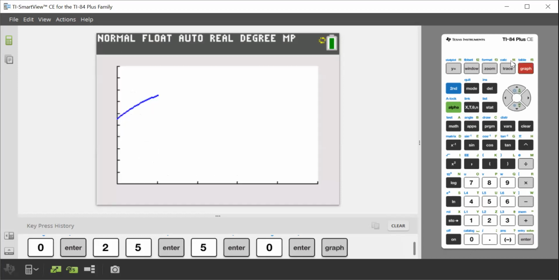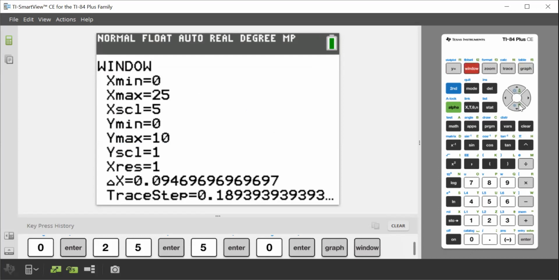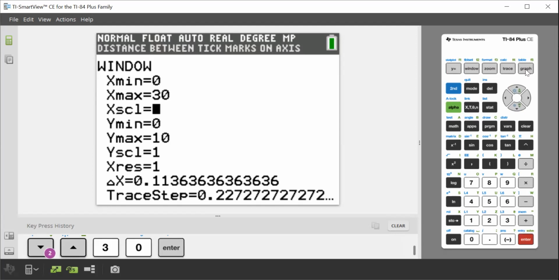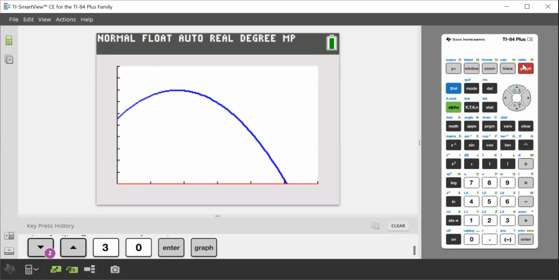Now I hit graph. Notice my x-max where I hit the ground is just a little tight still. So see how it's a bit of a guess. I'm going to go back and make that 30. And that should do it. So sometimes you've just got to do what I just did: play around with your window settings a little bit before you can find what you're looking for.